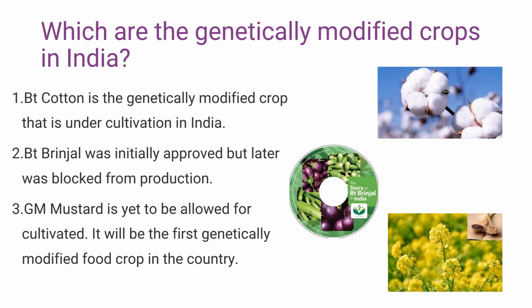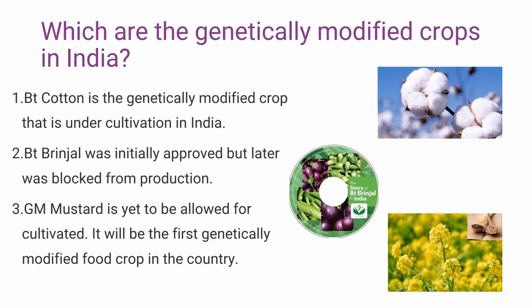Now, three crops used till date in India were BT cotton, BT brinjal, and GM mustard. BT cotton is the first crop which was allowed to be cultivated in India, in 2002. In 2009, Mahyco tried to grow the BT brinjal, but the trials were opposed by certain opponents, and it was then blocked from production.